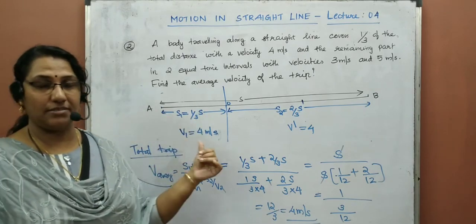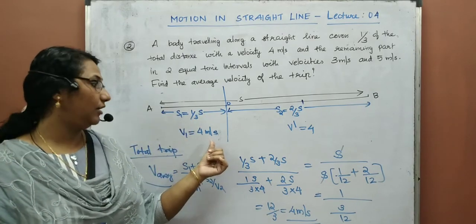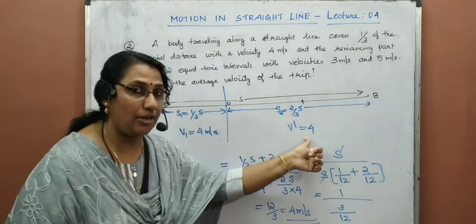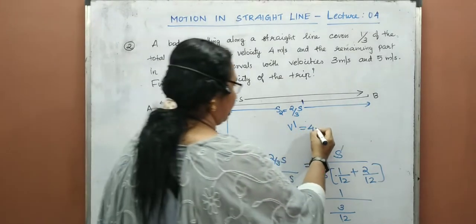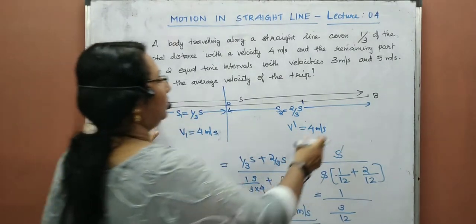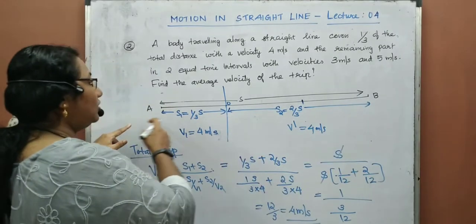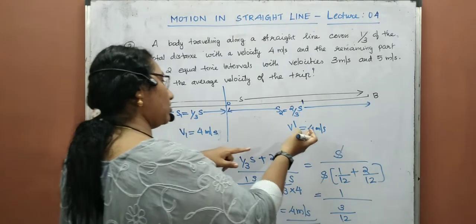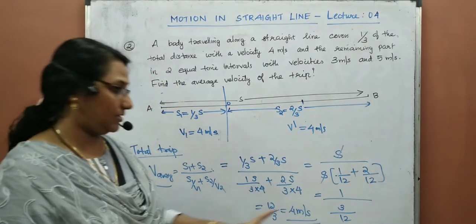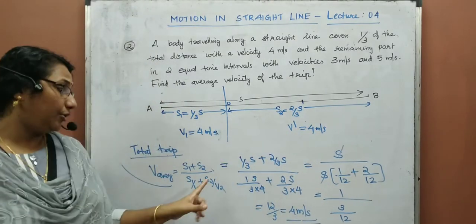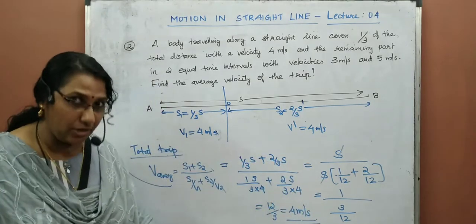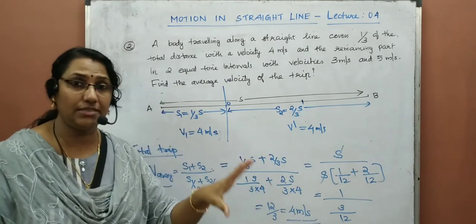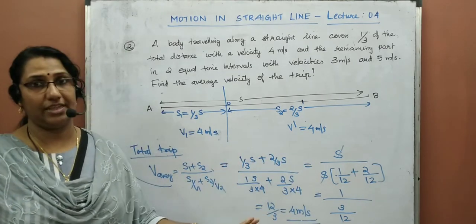Just look. First 1 by 3S with this speed of 4 meter per second. The remaining part has also an average value of 4 meter per second. That means from this point to this point, the whole trip is moved with the average speed of here also 4, there also 4. So what is your average? 4 itself. 4 meter. So you don't have to solve this much because this value and this value of speed are same, velocity are same. So the answer is 4 meter per second itself.